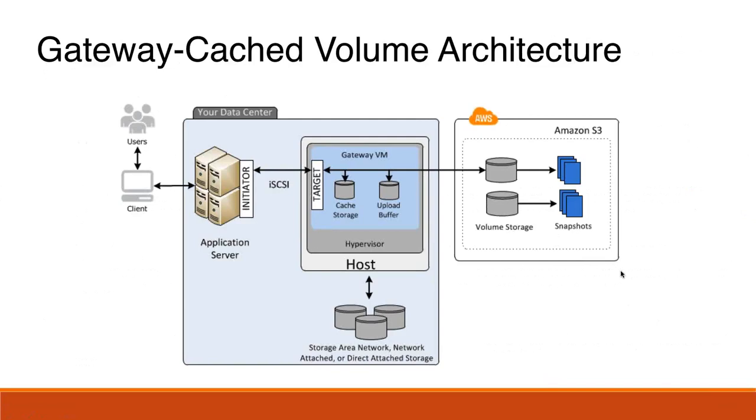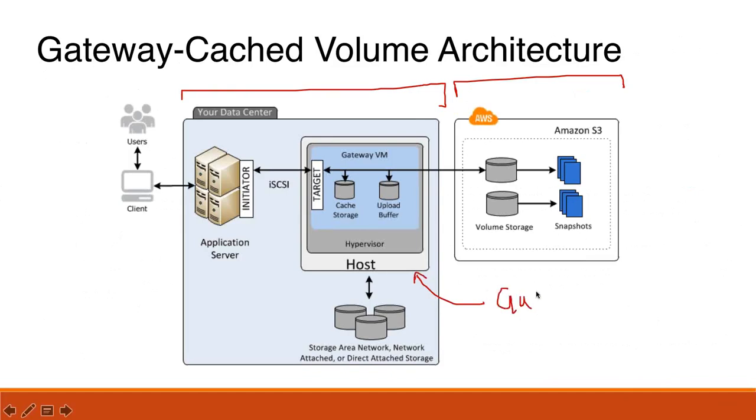Now, this is a diagram of the gateway cache volume architecture. It works in such a way that this is your data center, and this is your AWS storage infrastructure. You deploy this thing called Storage Gateway. This Storage Gateway is a virtual machine that you can run in the premises of your own data center upon a physical host, or it can be launched on an EC2 instance.